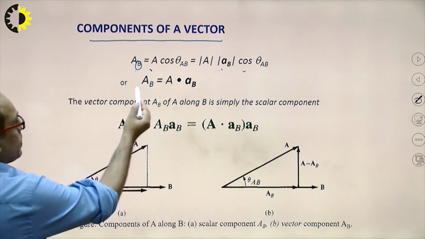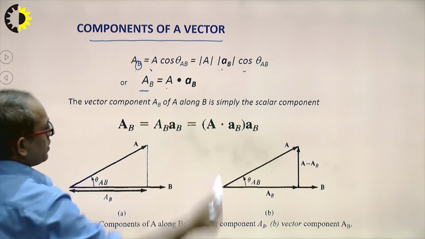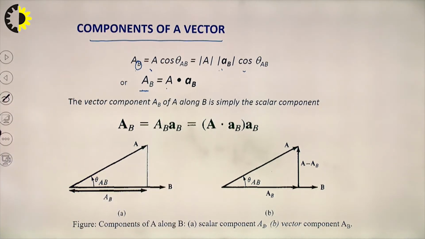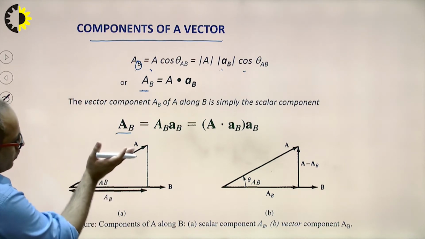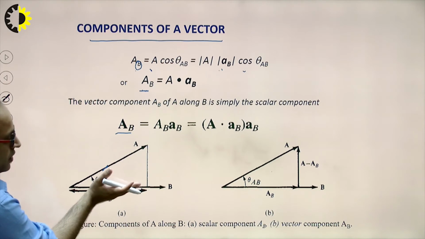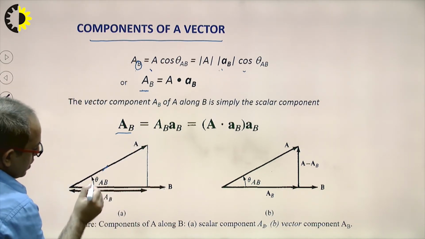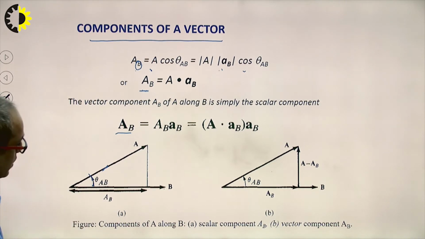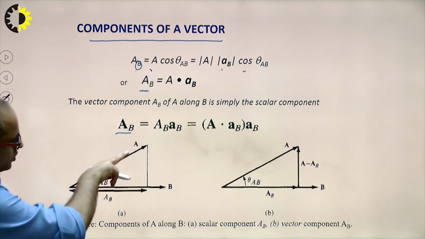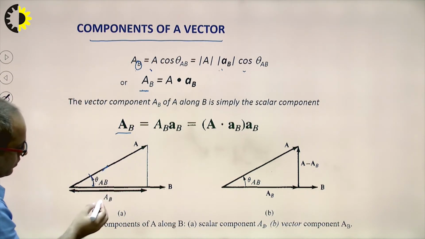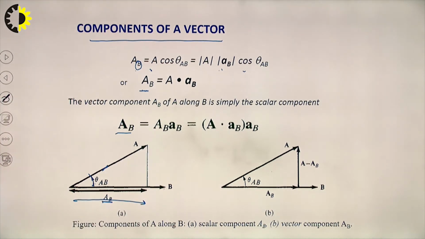You will see here A_B is equal to what? A vector dot A cap B. Now what is A cap B? We have taken the projection of A vector on the B vector. If I say this is the B vector and this is the A vector, the angle between the A vector and B vector will be equal to theta AB. Now if I take the projection of A vector on the B vector, then that resultant vector will be what? A_B. Clear?